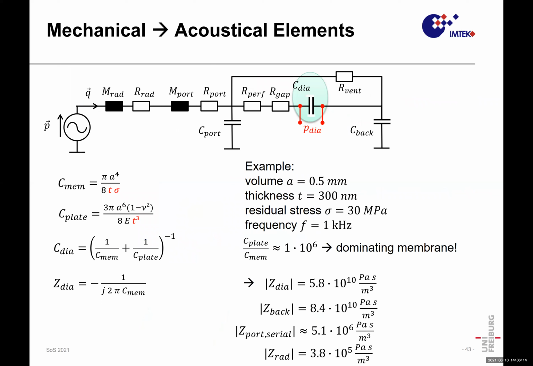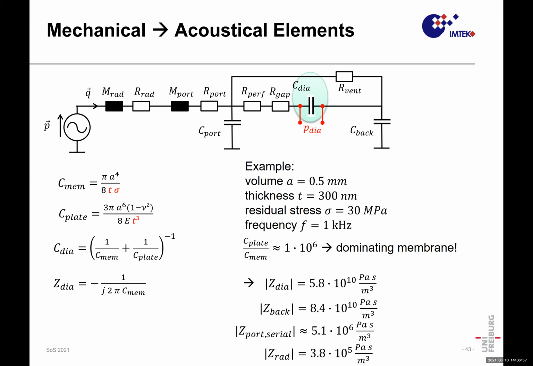Because we now check the acoustic compliance of our diaphragm in comparison to the rest of the impedances. As we know, we might have a membrane situation where we have stress and thickness of a membrane, or we use a plate situation where we have the bending stiffness. We can combine this situation. I have here an example with 30 megapascal and 300 nanometers. If you compare those two compliances, clearly the membrane one is dominating, with 6 orders of magnitude difference. So it's clearly a membrane and not a plate.